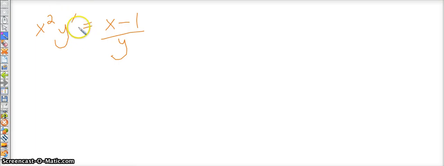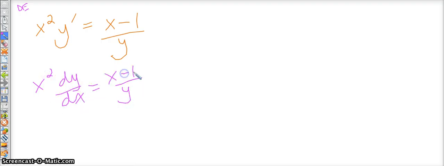And if you look at this, this is pretty cute, because it's y prime, right? We want to solve the differential equation. I should say solve the DE. So again, first thing we want to do is change y prime to dy dx, equals x minus 1 over y. And the cool thing again is we want to separate to integrate.